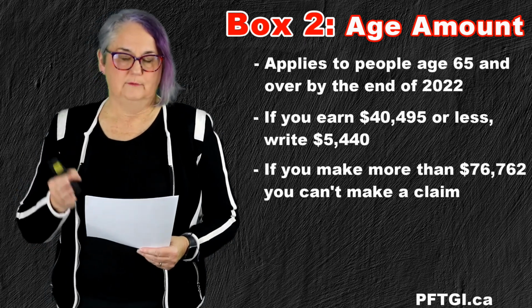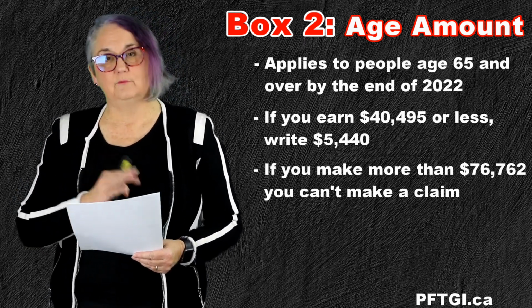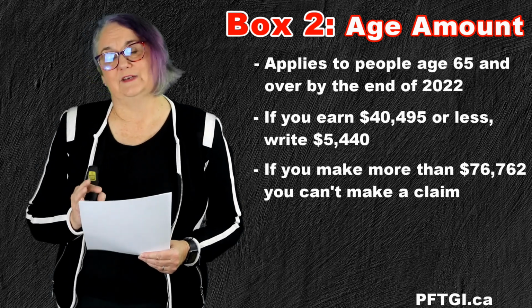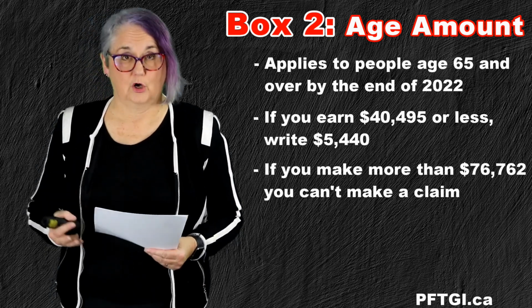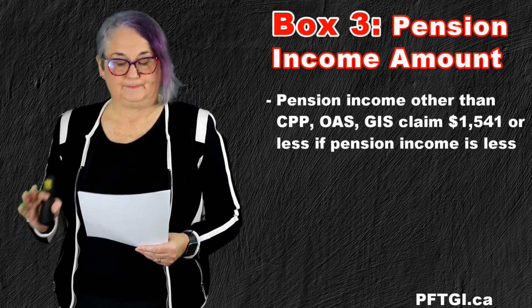So when you're under the limit, you get the full amount, the full $5,440. If you're in between that number and $76,762, you get a partial credit. Over that $76,762, you don't get any.